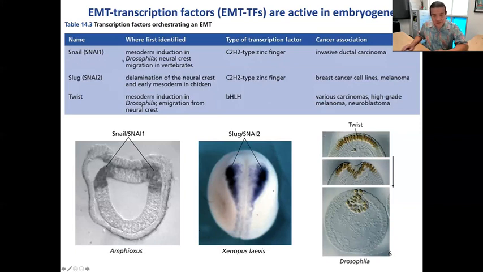You can see it was first identified in Drosophila. A number of these were first identified in Drosophila. Maybe their names have to do with some sort of weird phenotype that arises if they're mutated. But what these do is they help encourage the motility or the movement of epithelial cells, therefore encouraging EMT. You can see here that these genes are very actively expressed during embryonic development. So many of these EMT transcription factors are highly active and expressed early in embryonic development.